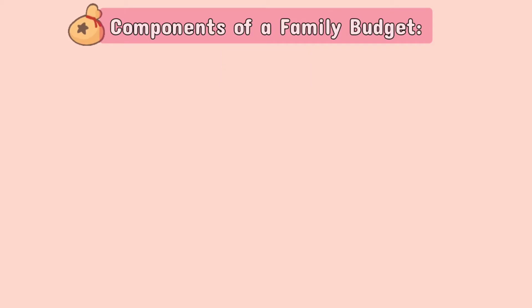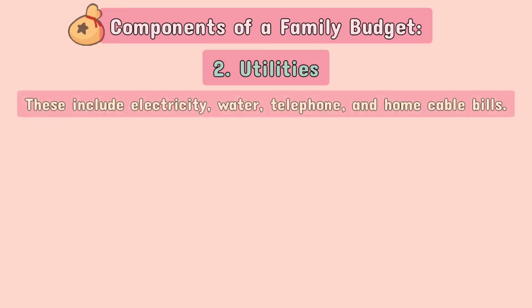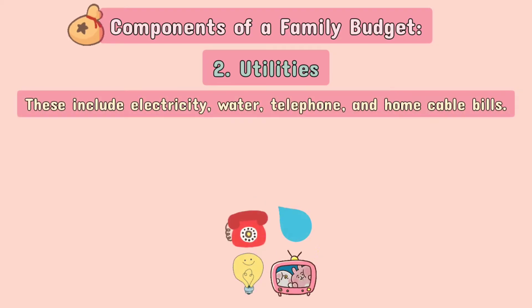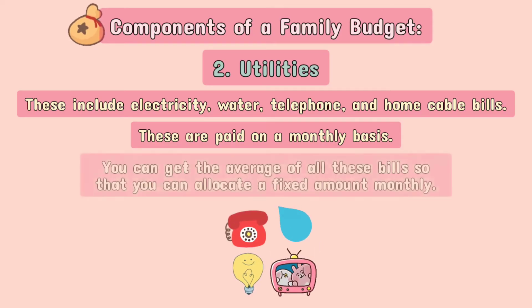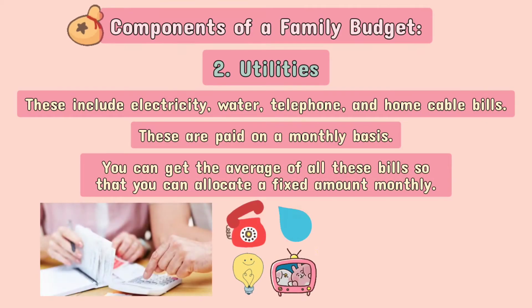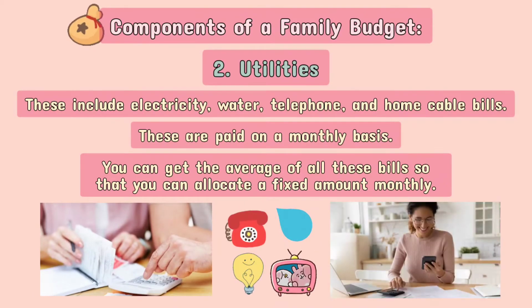The second component is utilities. These include electricity, water, telephone, and home cable bills. These are paid on a monthly basis. You can get the average of all these bills so that you can allocate a fixed amount monthly.